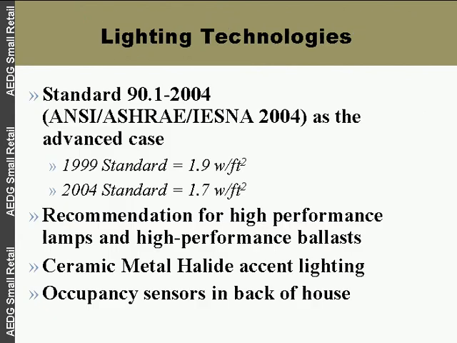So again, just like we saw with the office guide, we started with the base of the 1999 standard, 1.9 watts per square foot. The 2004 standard became the de facto base that we couldn't go above on watts per square foot. So it's our new base. The recommendations for high-performance lamps continued from the office guide, but we added in another component there, which is high-performance ballast. And we will talk in a couple minutes about what high-performance ballasts are for the fluorescent lighting systems.